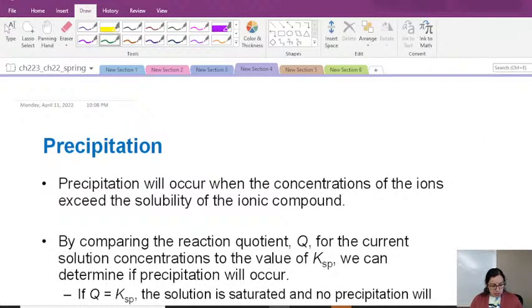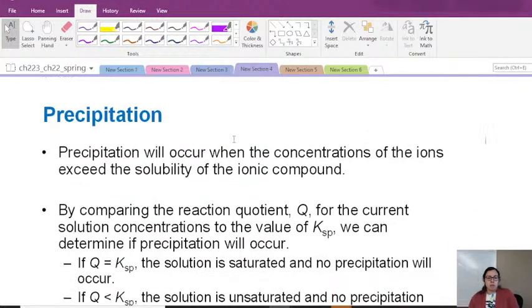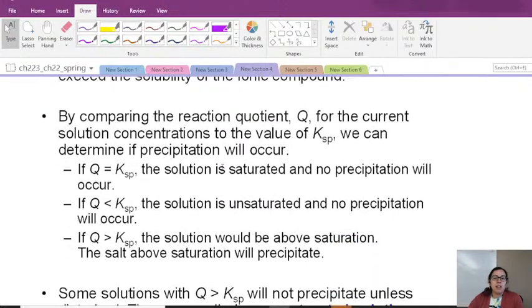And so now we can go through precipitation and selective precipitation. We know that precipitation will occur when the concentration of the ions exceeds the solubility of the ionic compound. We calculated that for molar solubility, and so we can know when precipitation will occur. And this is why I always feel like second quarter and third quarter are a blur of equilibrium constants, because now good old Q is back.